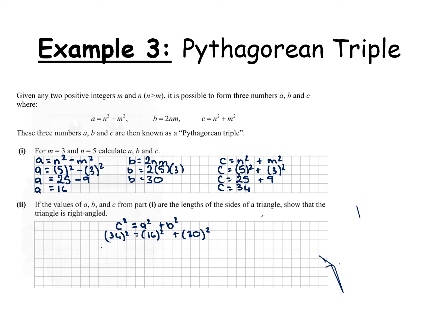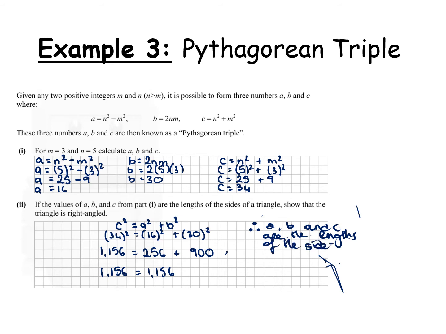So 34 squared is 1156. 16 squared is equal to 256, plus 30 squared is 900. So 256 plus 900, we get 1156 equals 1156. Therefore, a, b, and c are the lengths of the sides of a right angle triangle.